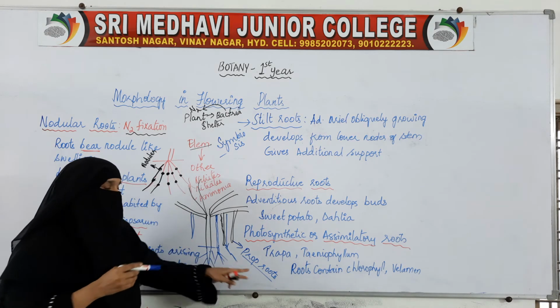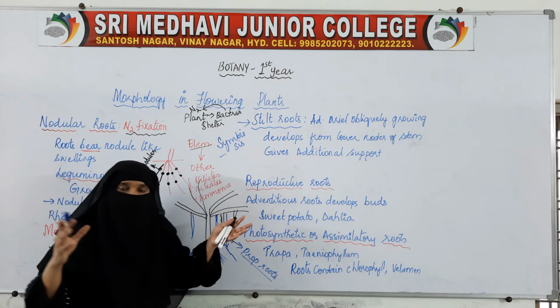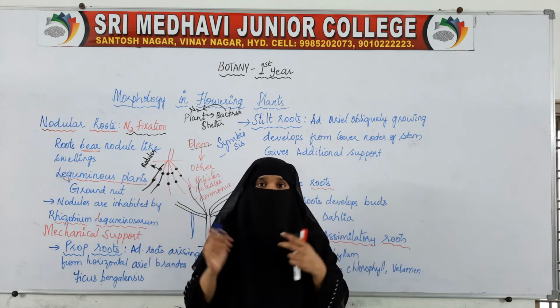These prop roots provide mechanical support to the plant. The banyan tree is a very big, very huge tree, so it is spread over a larger area.